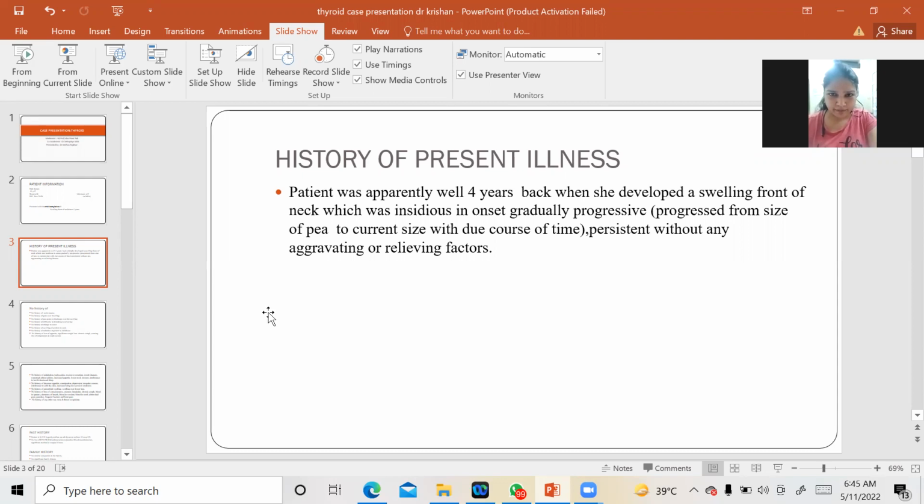Moreover, I feel one thing is important for our viewers. In case of thyroid swelling, there is something called whether it is felt first or seen first. Generally in case of breast lump, we feel the lump first, but in the case of thyroid we see the swelling first. This is a common question in exam, so viewers should keep in mind.